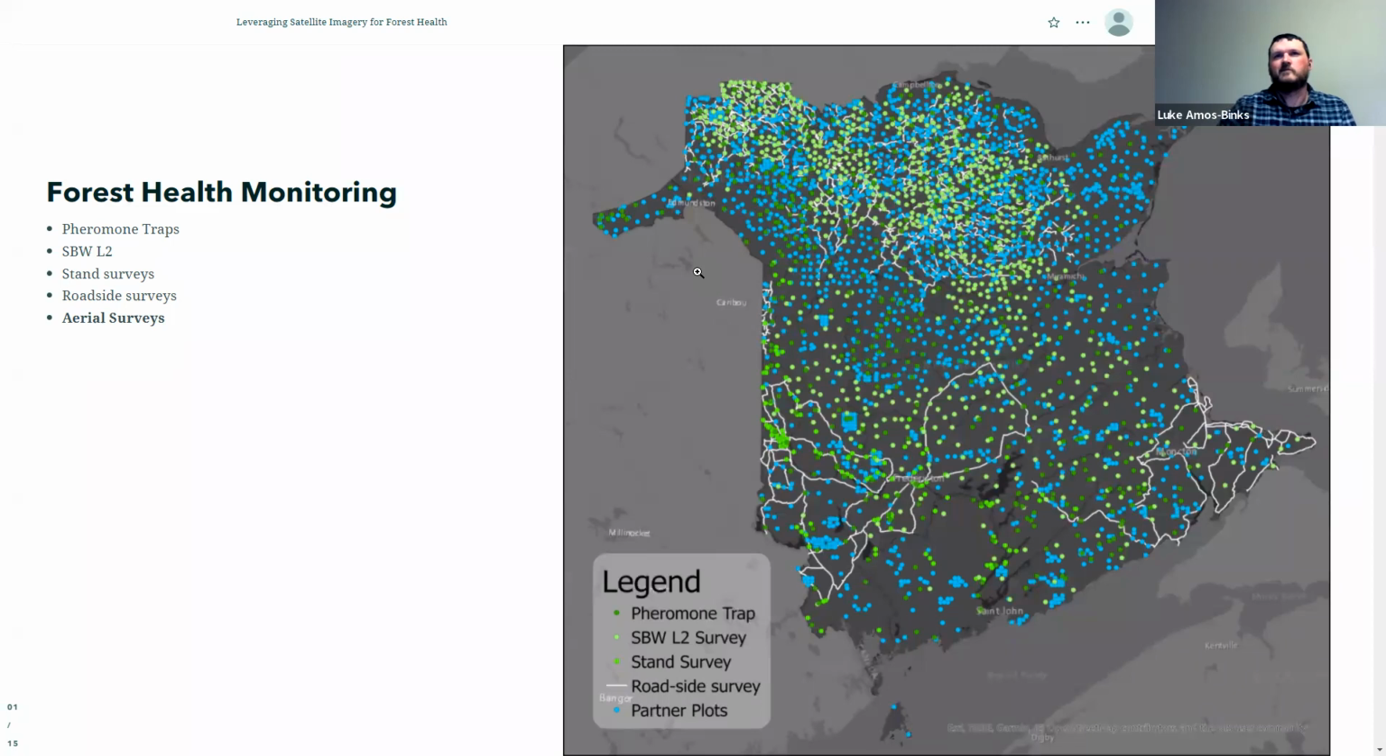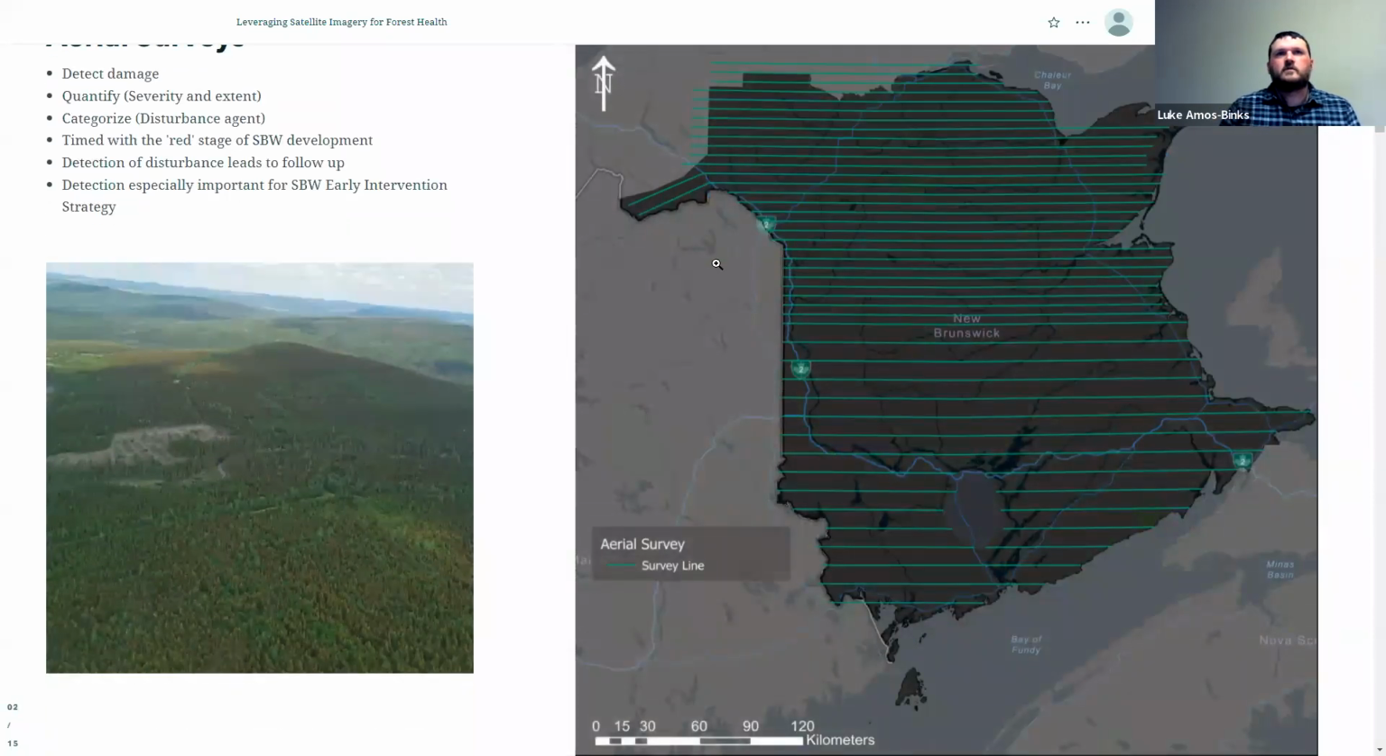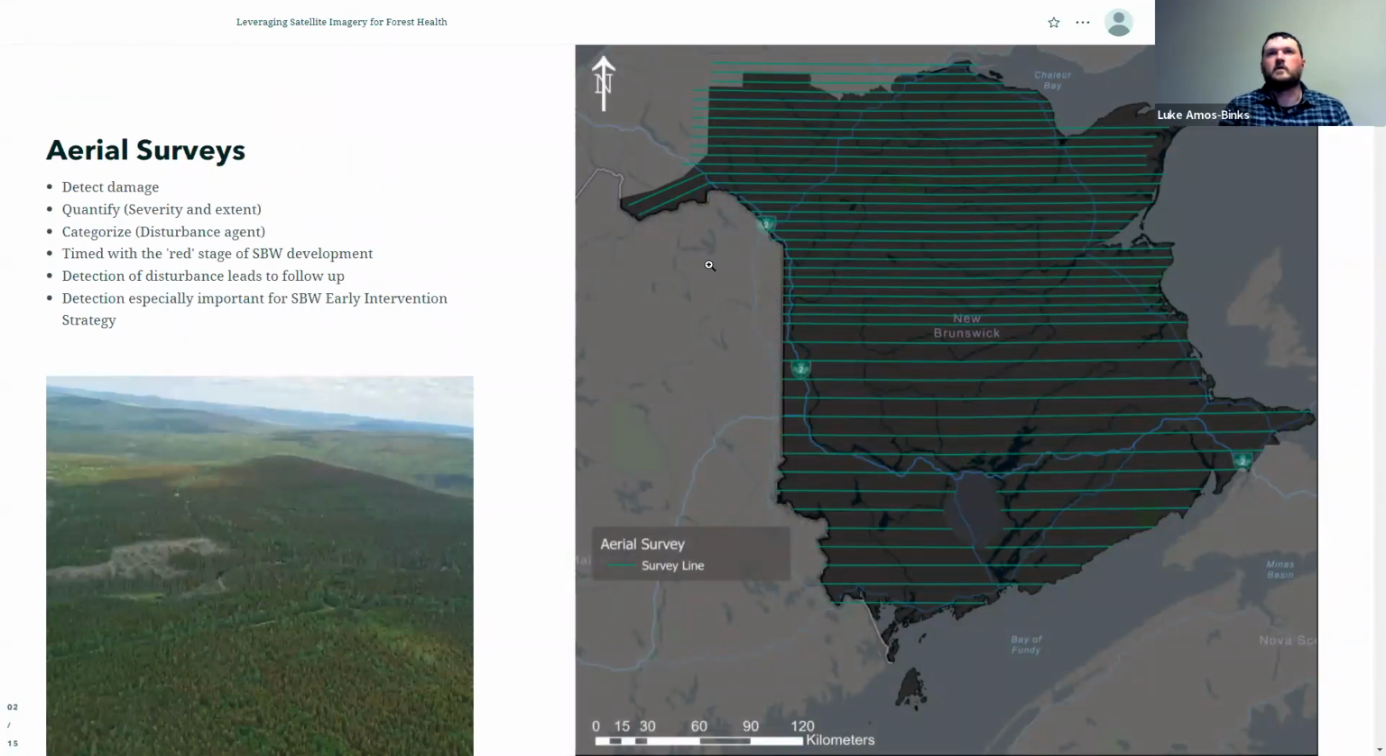So we've got a lot of different surveys that we can use to monitor forest health in the province, but we still need to rely on the aerial survey to survey areas that we can't get to on the ground or by other means. So the overall objective of the aerial survey is to detect damage, quantify the severity and extent, and categorize it to a disturbance agent.